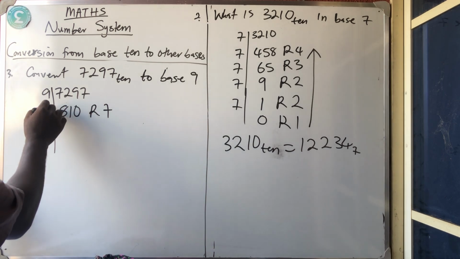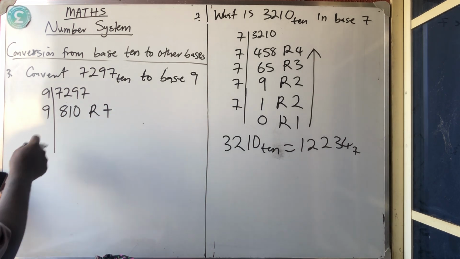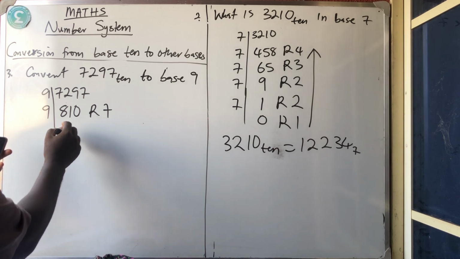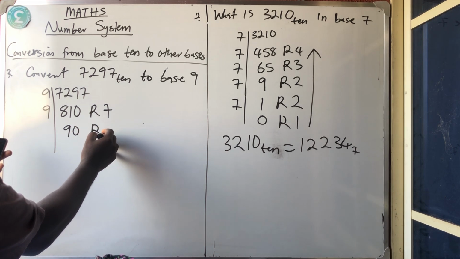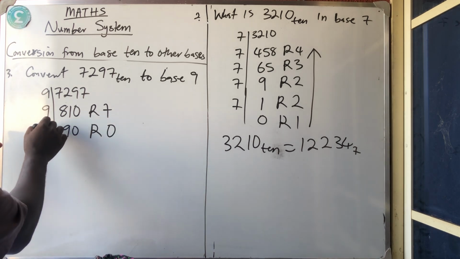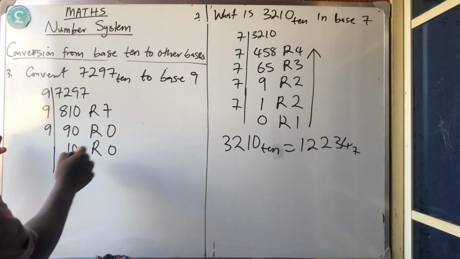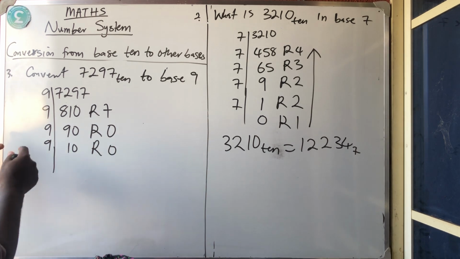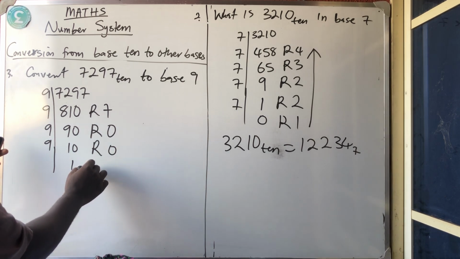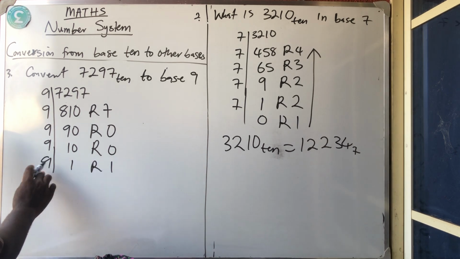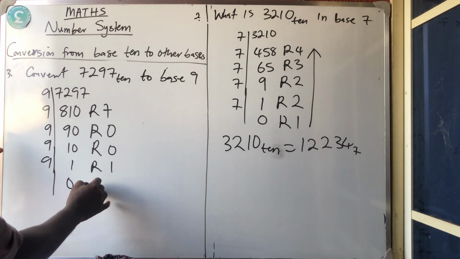Okay, so the next one is what? 9 again. You have what? 810 divided by 9. I'm having 90 without any remainder, 0. Okay, 9 again. 9 will give me 10 without any remainder, 0. 9 again. 9 will give me 1 remainder 1. You can check it out. Then finally 9 here. This is less than this, so I'll have 0 remainder 1.